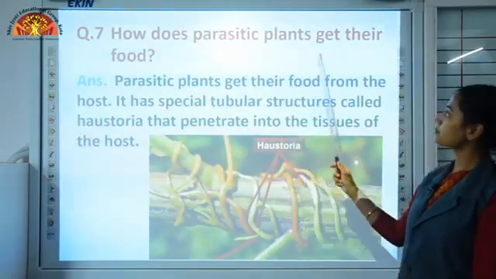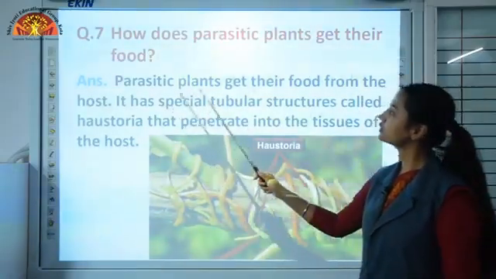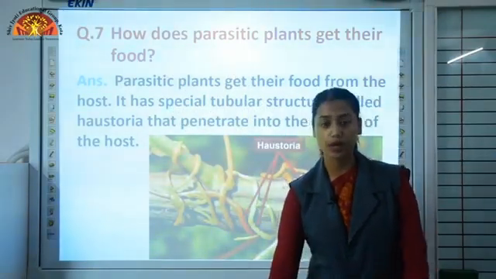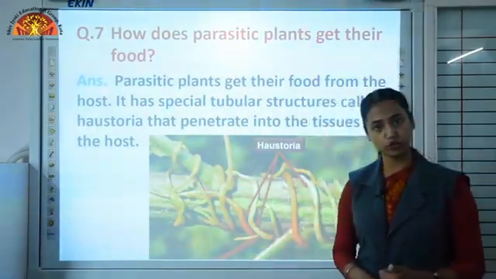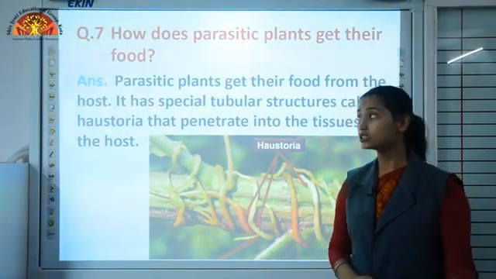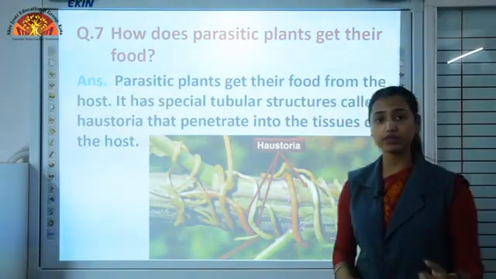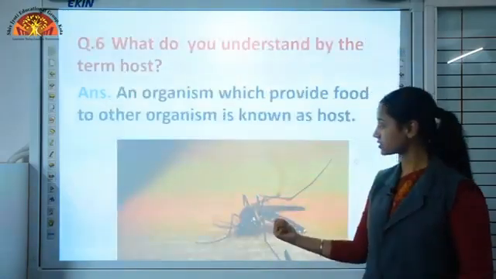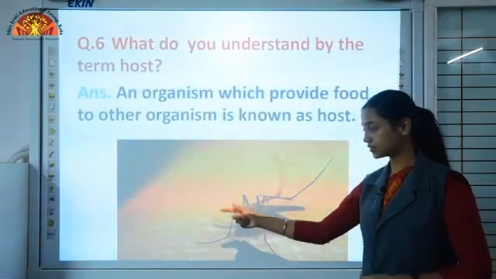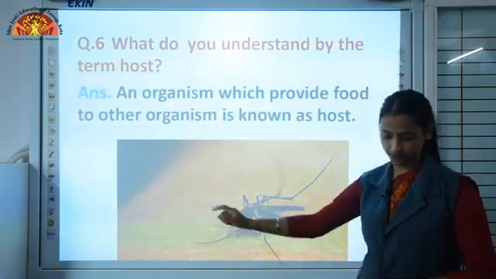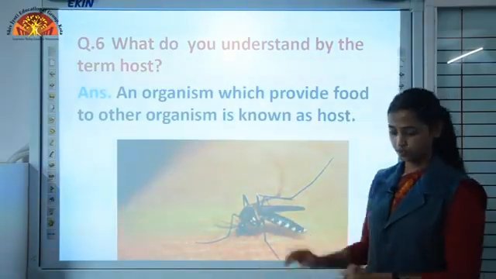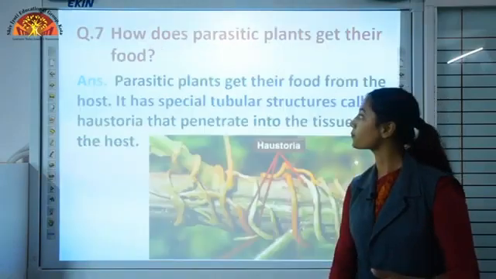How do parasitic plants get their food? Before answering this question, you should know what parasites are. Parasites show a heterotrophic mode of nutrition, which means they are dependent on another organism for their food. So parasites depend on their host. In this case, this mosquito is the parasite. It is dependent on another living organism, this man. And parasites get benefit from this process, not the other organism.